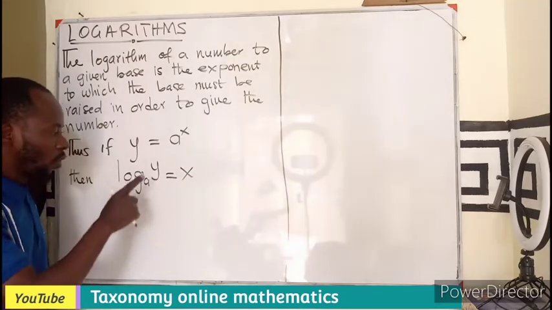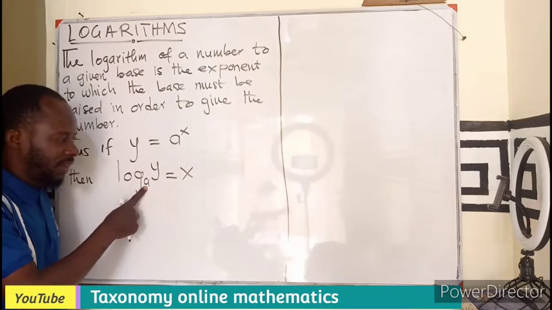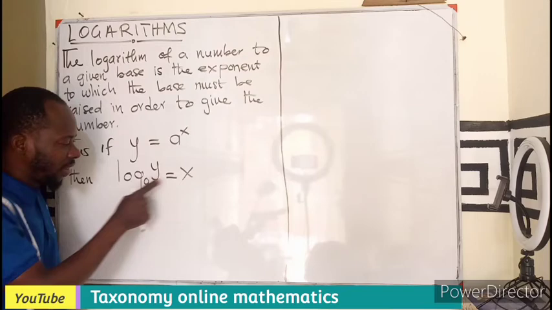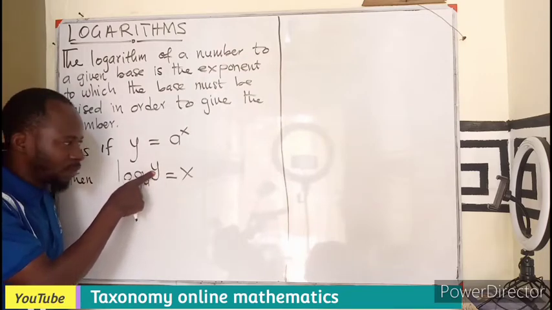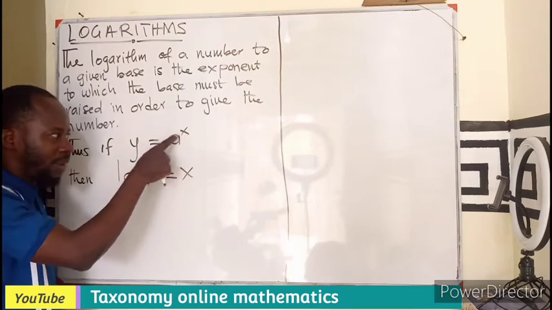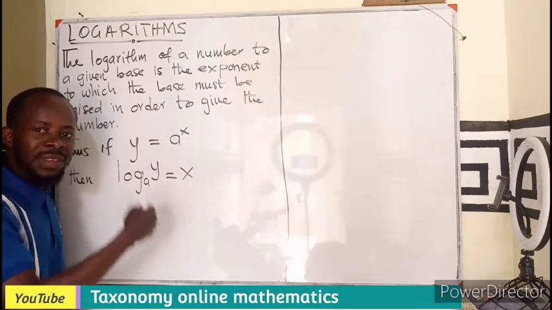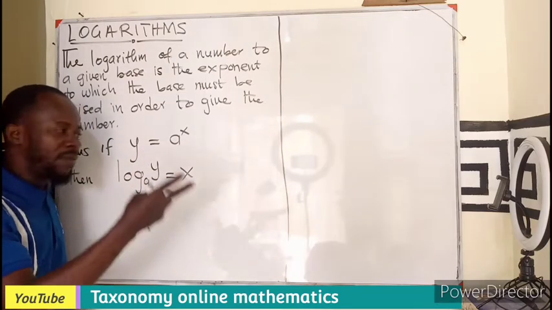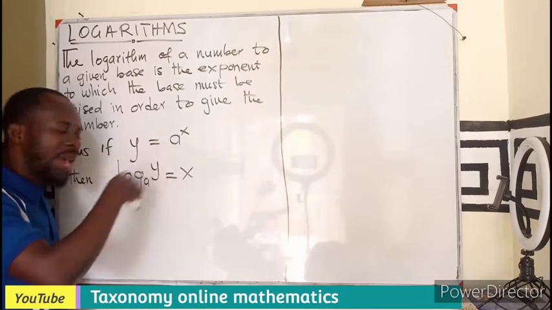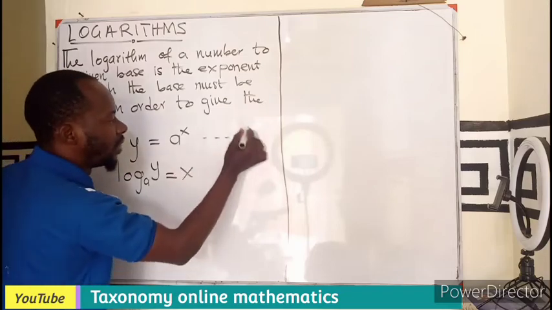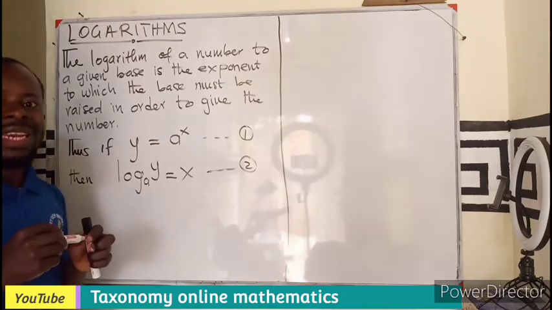x. So the logarithm of a number to a given base is the exponent to which the base must be raised in order to give us the number. So it is the exponent to the base. We can see that from indices to logarithm, the base remains the same. If I label this equation 1 and this equation 2, the bases are going to be the same.